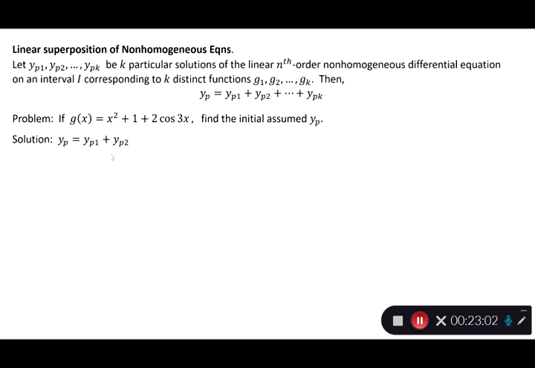Okay. So in this case, because we have g1 and g2, corresponding to g1, we have a solution yp1. Corresponding to g2, we have a particular solution yp2. So the total particular solution is just a combination, linear combination of this. Just a simple addition. I wouldn't even call it a linear combination. Just a simple superposition of the two things. Superposition is a fancy way of saying this plus that.